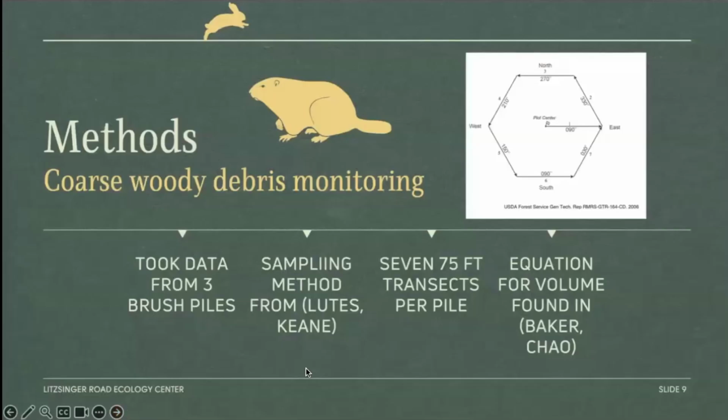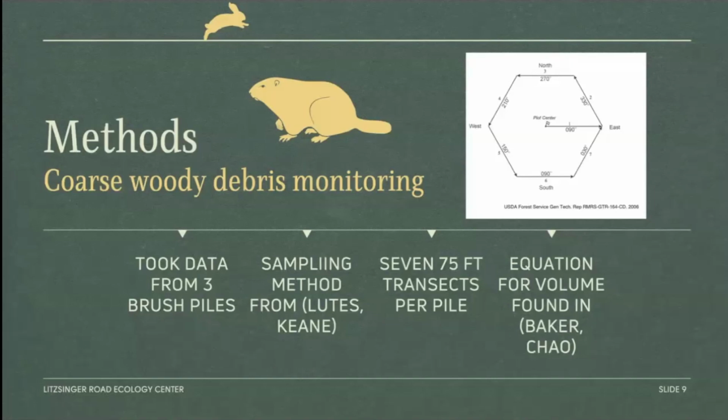And this was my coarse woody debris monitoring, which was a doozy. It took way longer than I thought. So because of this, I took data from 3 brush piles that were nearest to each other and assumed that a brush pile that was very near another one would have the same coarse woody debris. And I took the sampling method from Lutz and Keen, and you can see this right there.